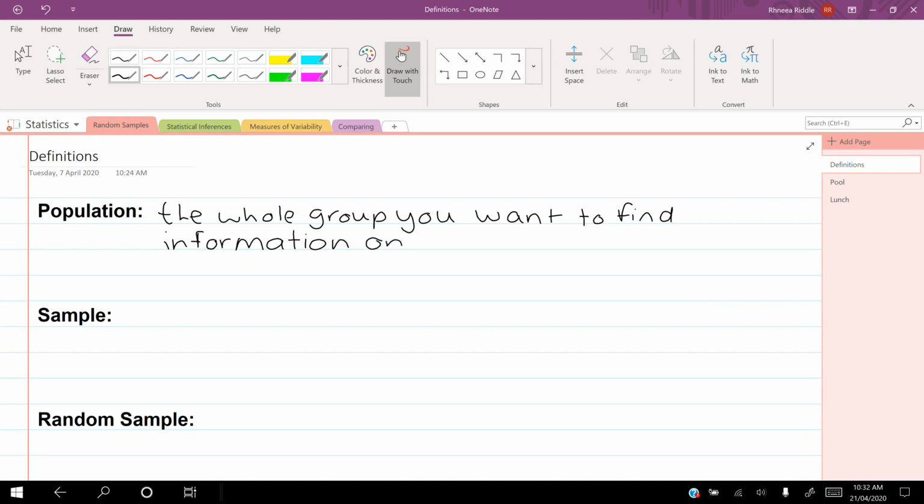Now, for the most part, this population is going to be a large amount of people. Sometimes it can be small, but for the most part, it is a large amount. So, more often than not, you can't find the opinion or the information on every single part of the population. So we have something called a sample. The sample is a part of the population used to gather information on the population. So we're going to use this sample to make estimates of the rest of the population.